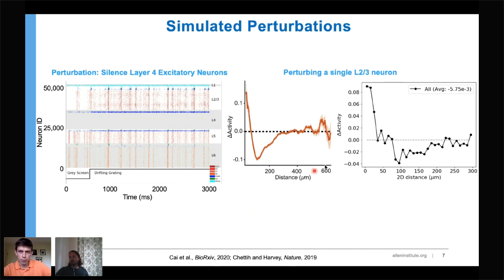So Chris published this paper last year where he showed that perturbing a single layer 2/3 neuron produces this sort of center-surround effect where other neurons are excited. So if we excite a layer 2/3 neuron, right, the other neurons that are close to it are also excited, but neurons further away are inhibited. And we observed the same thing. So that's good. That's a confirmation that our model works well in this respect.